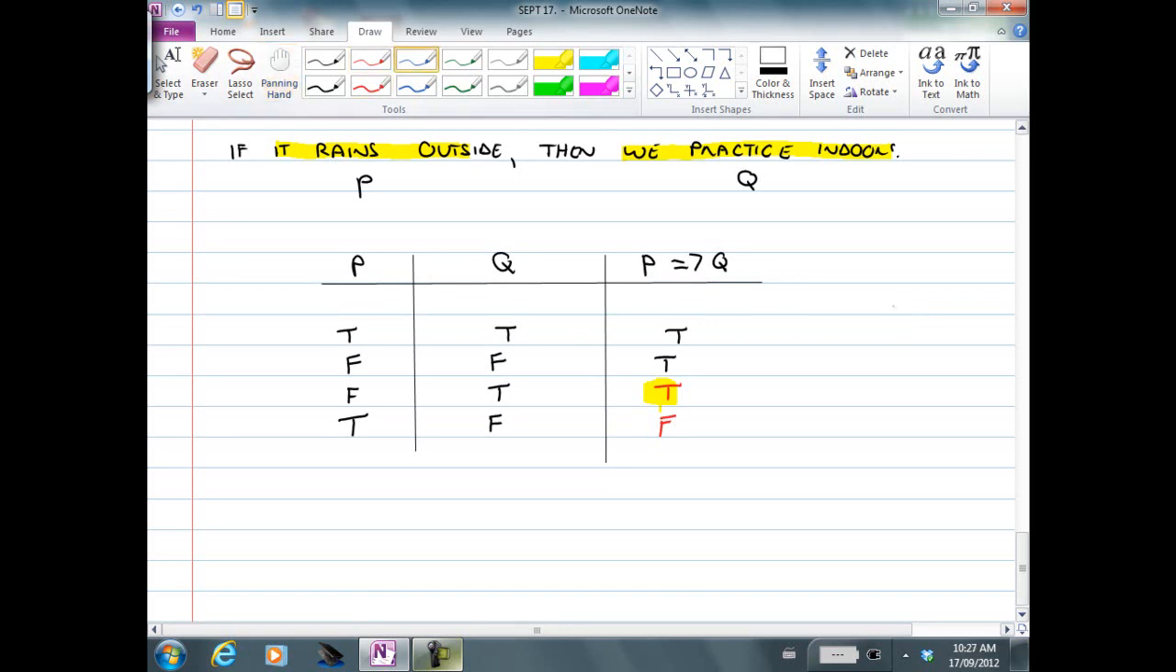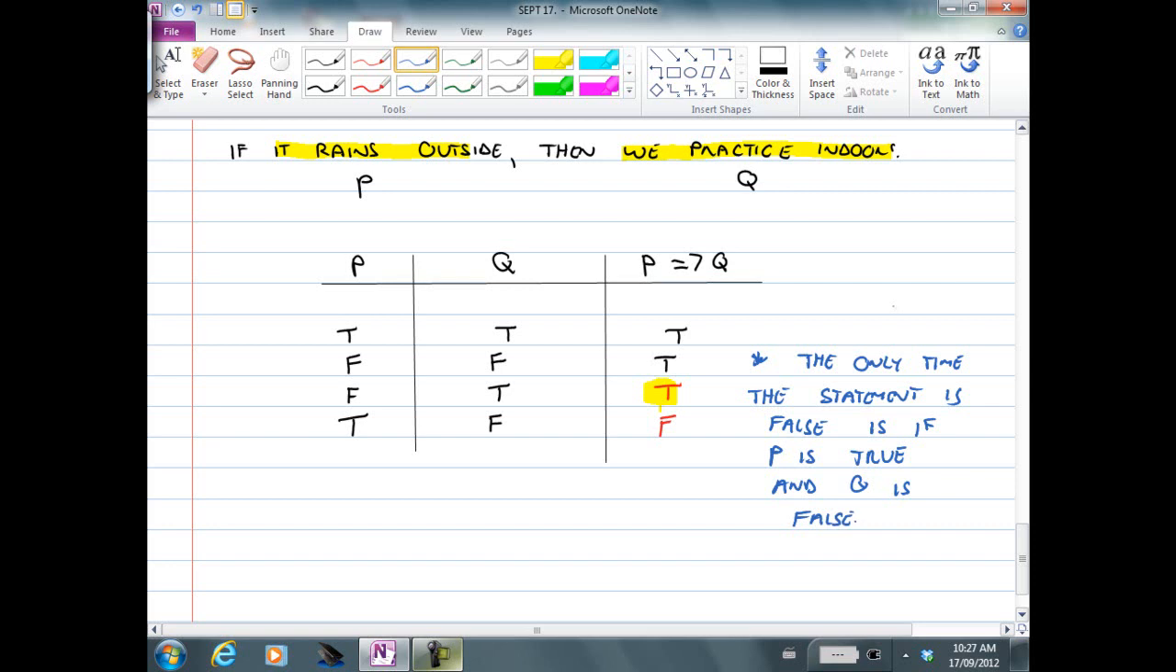So we'll write a few things down. Star. The only time the statement is false is if P is true and Q is false. That's the only time the statement is false. And I think that should give you everything.